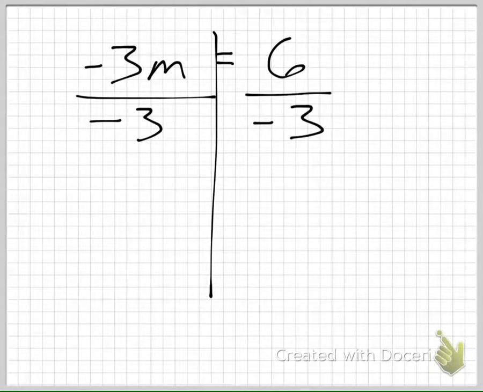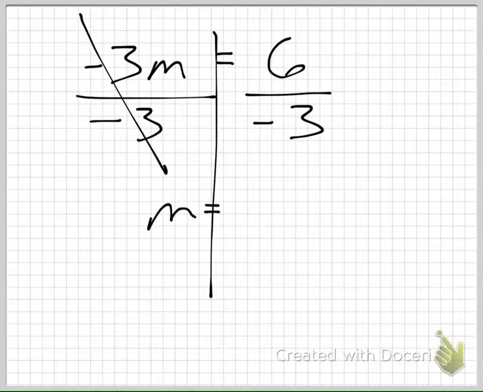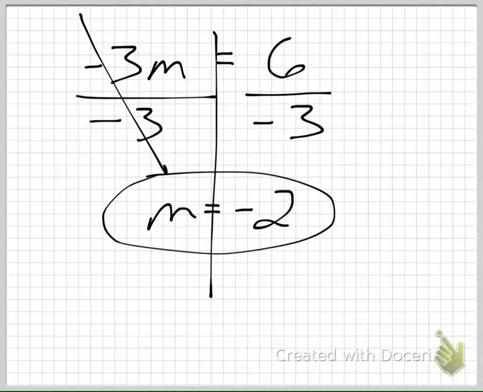Why did I divide this by negative 3 anyway? So that I would get rid of it, right? That was the point of it, was to get rid of him. M equals, okay, a positive divided by a negative is a negative, right? You all know this? 6 divided by 3 is 2. M equals negative 2. Make sense?